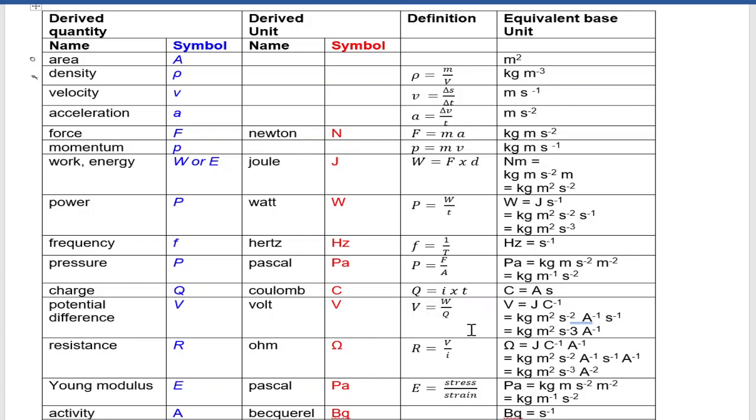And then we have got V, which is potential difference, work done over charge. You are taking the units of work done, which is these ones, kg m to the 2 s to the minus 3, divided by the charge, which is AS, the units of that.